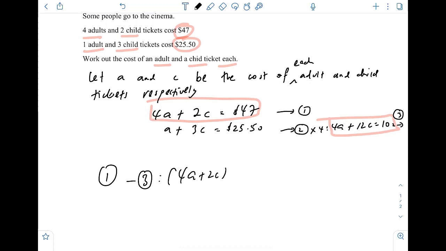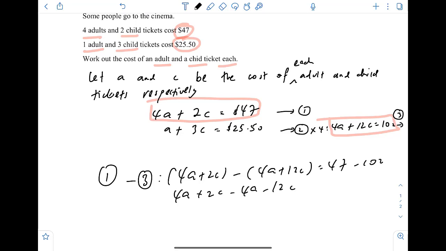4A plus 2C, subtract away 4A plus 12C will be 47 minus 102. So 4A plus 2C minus 4A minus 12C. So make sure you put a bracket over here. This will be equals to 47 minus 102, which is negative 55. 4A eliminated.